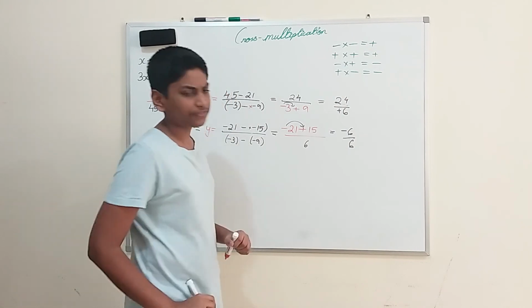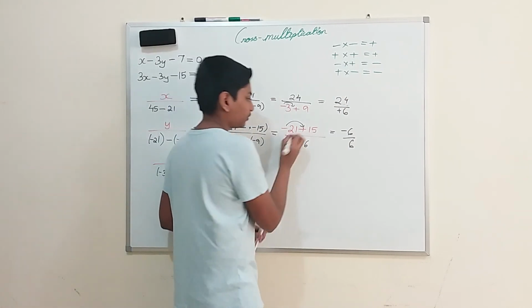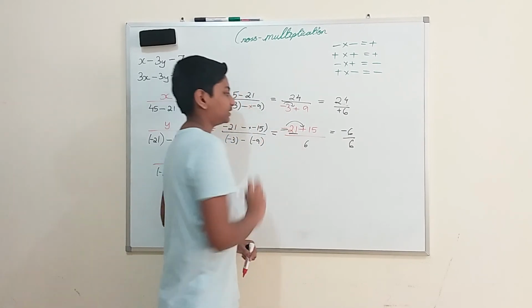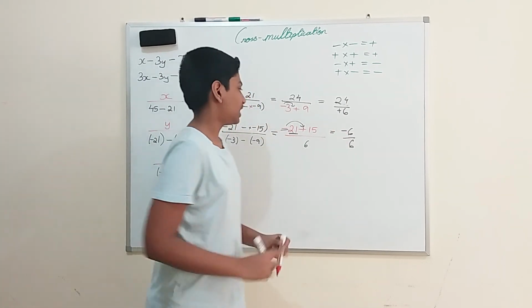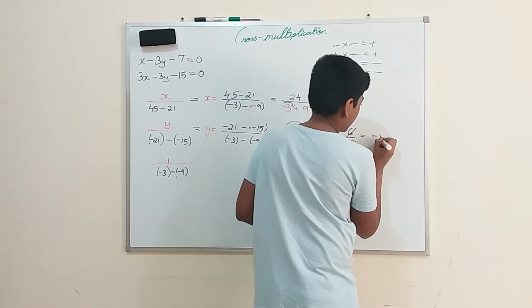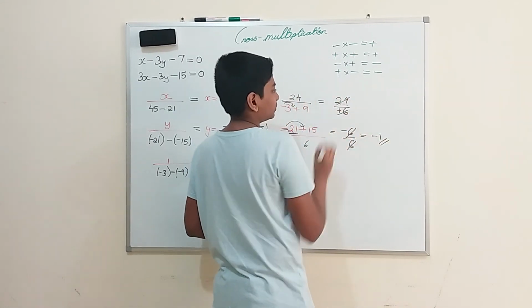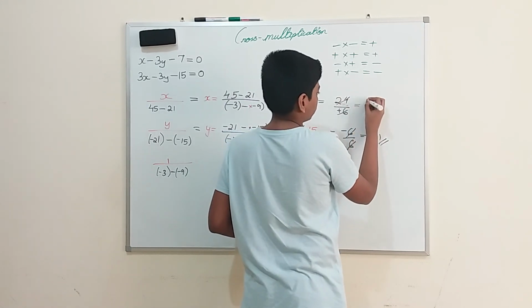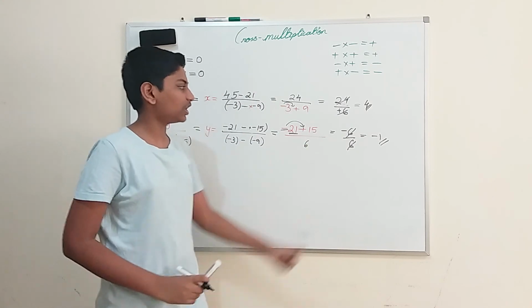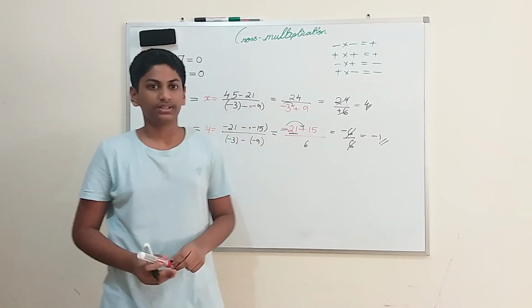So I will get minus 6 by 6. Why minus 6, if you ask? The greatest number over here is 21, and the sign of the 21 is minus. So it will become minus 6, and by 6 we will get this as nothing but minus 1, and when I cut these both I will get it as 4. Okay, this is the answer: x will be equal to 4 and y will be equal to minus 1.